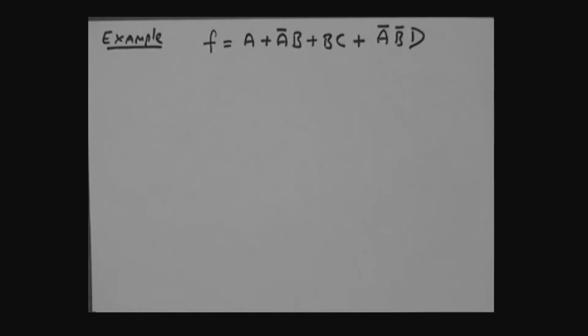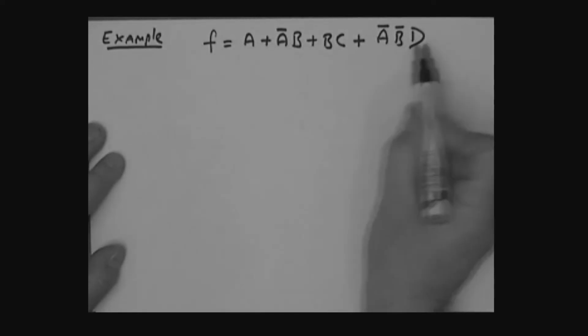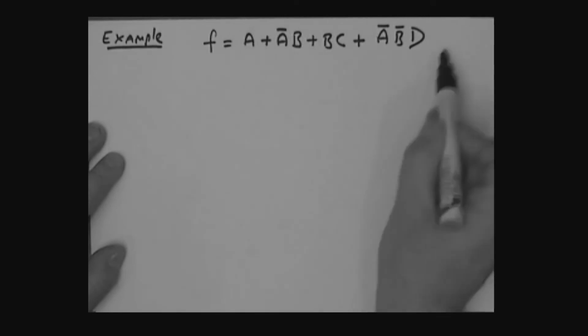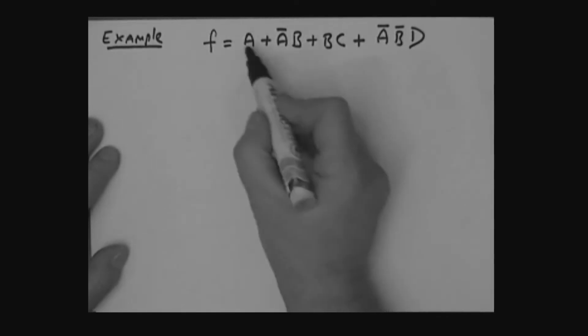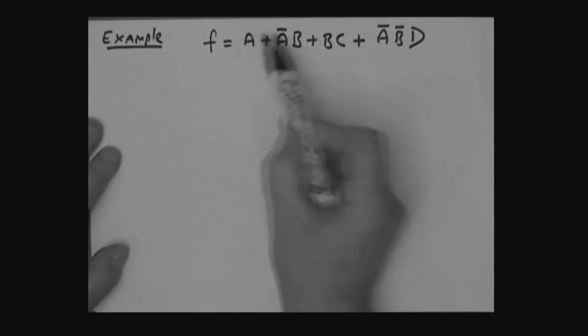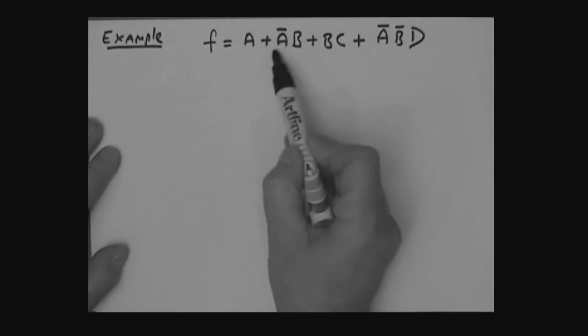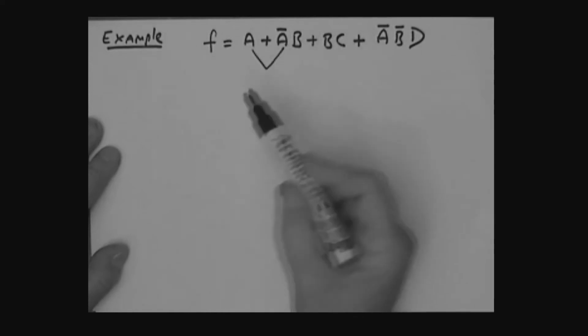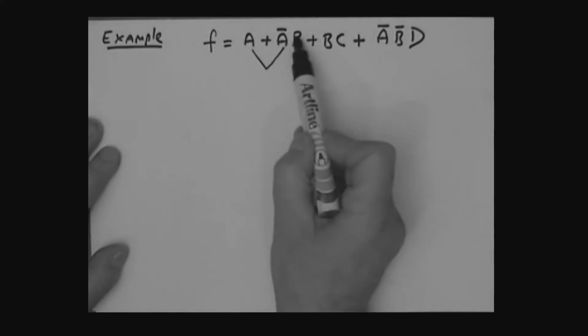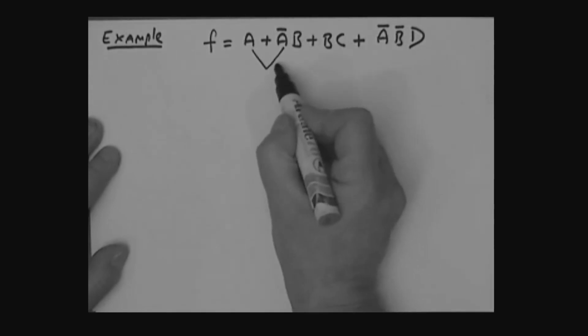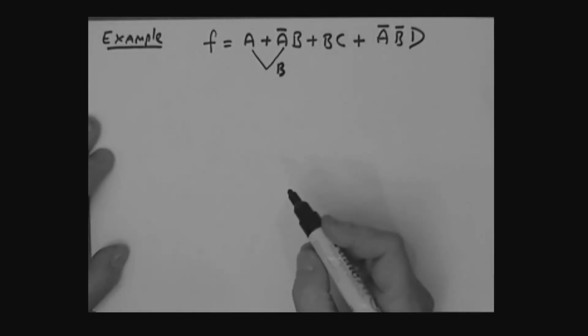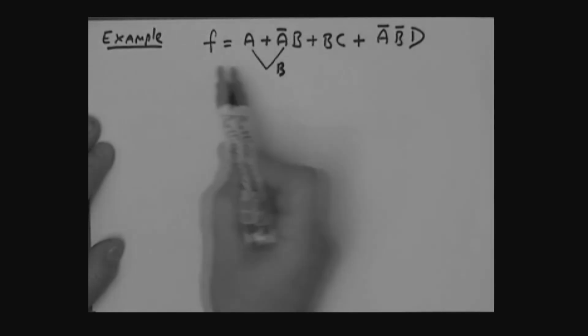Okay, here is an example, and we'll see if this consensus theorem is going to help minimize that Boolean equation. First of all, we'll look at this term here and this term here. We've got A and we've got A bar, so I can form the consensus between these two parent product terms, and the optional product in this case is just B. That's the optional product.